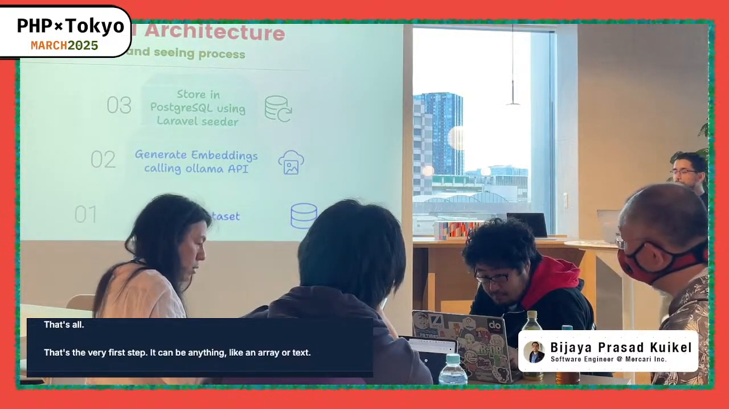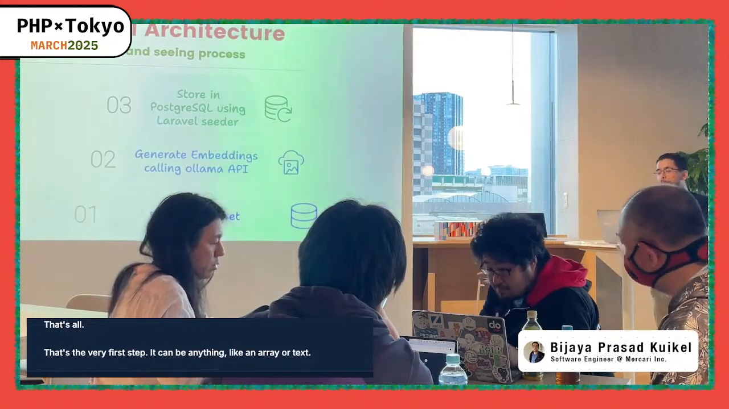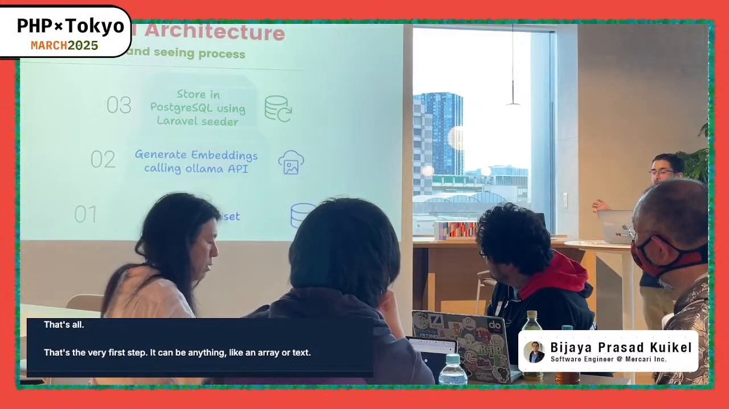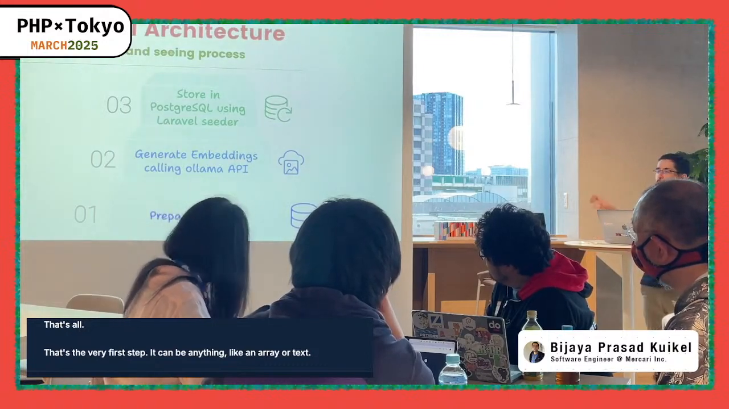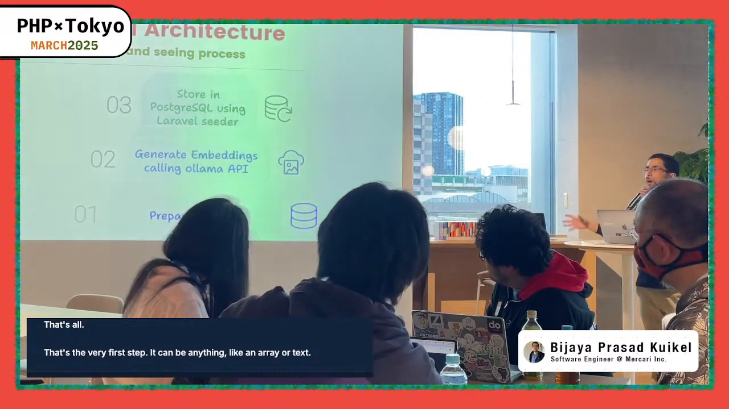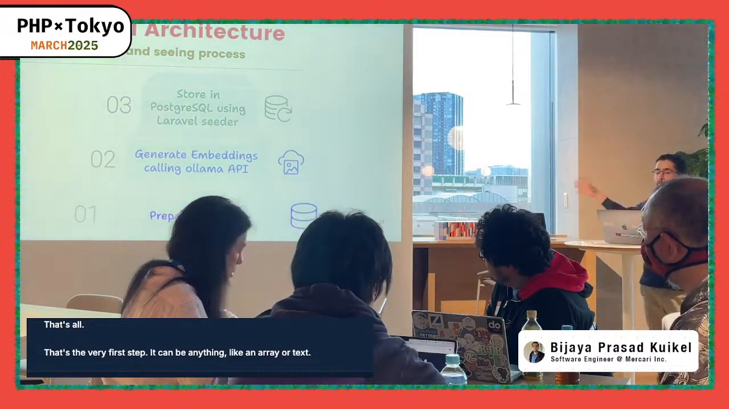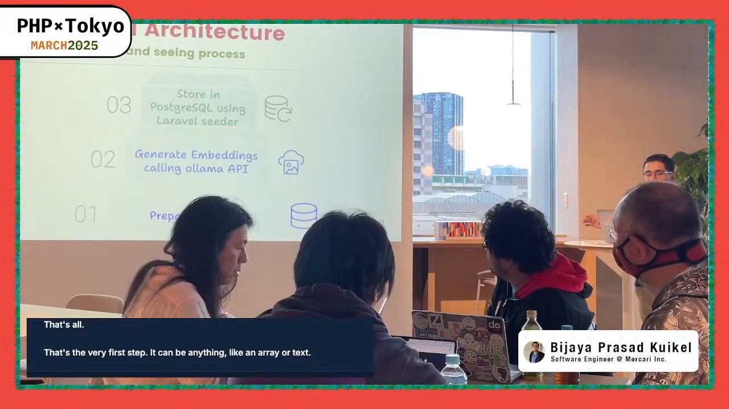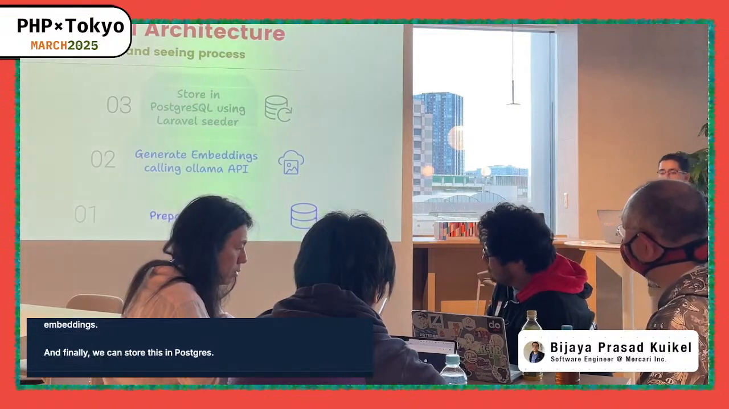And the next thing, we need to generate the embeddings by calling Ollama's API, because Ollama's API exposes one REST endpoint which can transform our data into embeddings, and finally we can store this in Postgres. So this is the first part of the high level architecture.